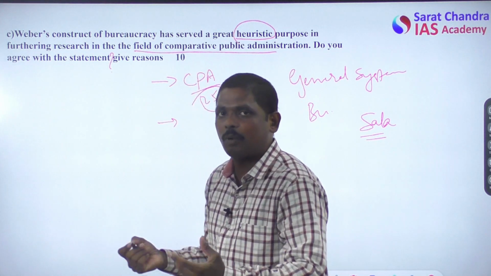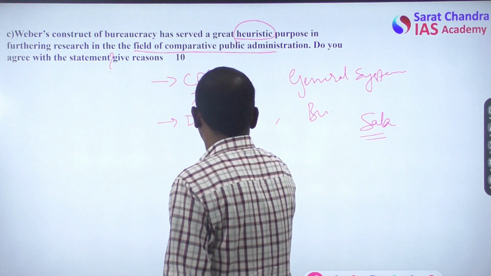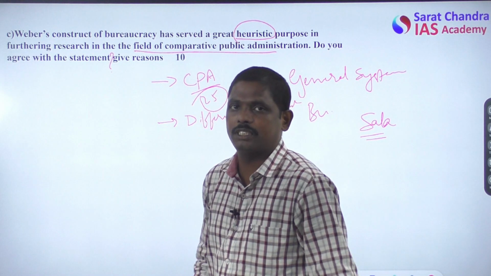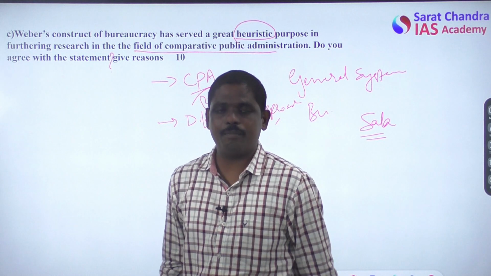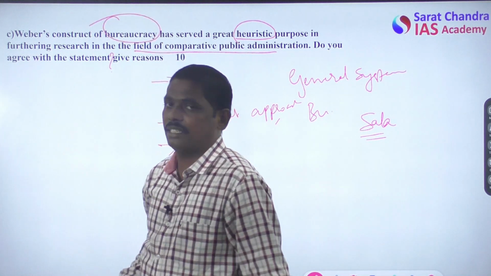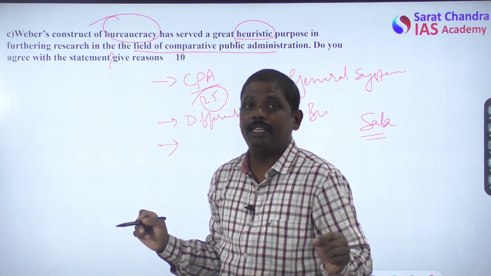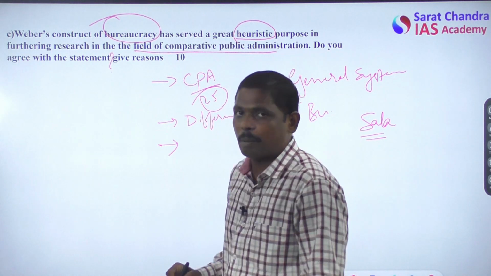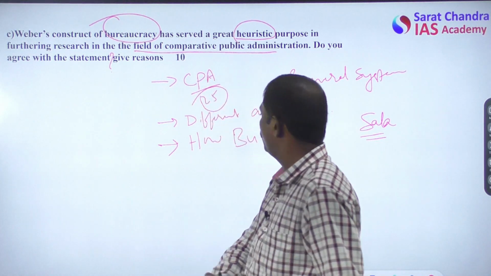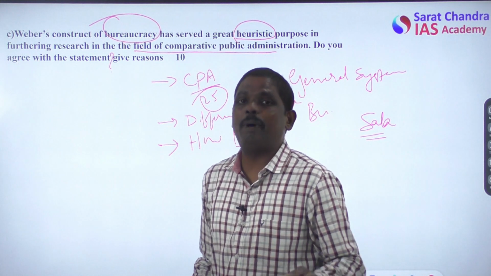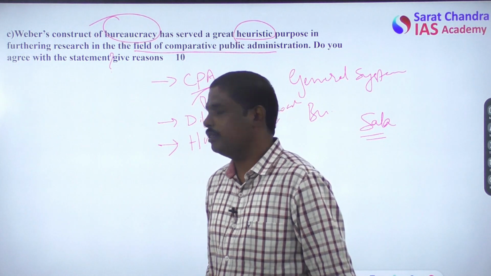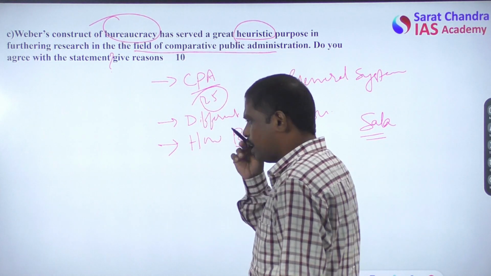Then talk about the different approaches used in the research of comparative public administration. Simply use the approaches as given by Ferrel Heady. Then go to the main part of the answer, that is bureaucracy, the importance of bureaucracy in research on comparative public administration. So how bureaucracy has been used by researchers for their analysis of different administrative systems.